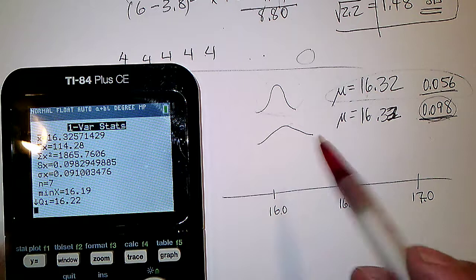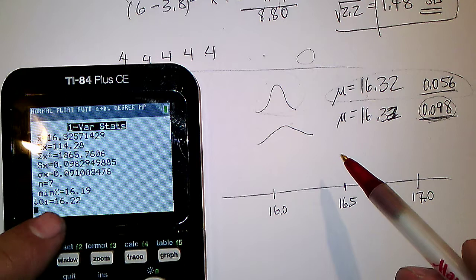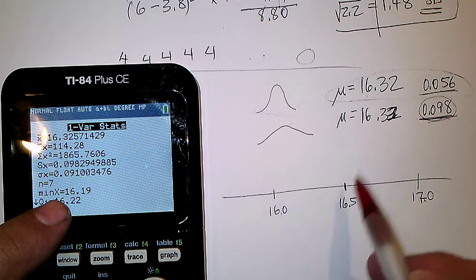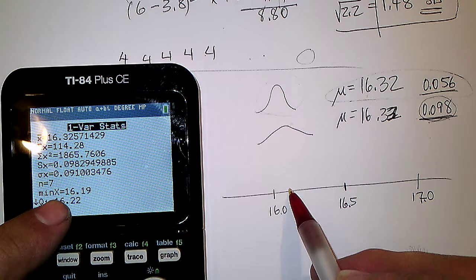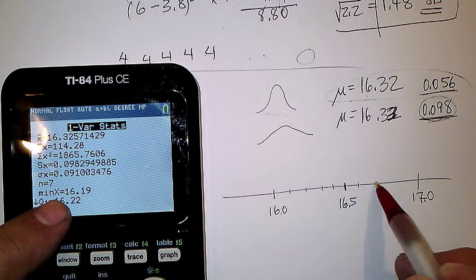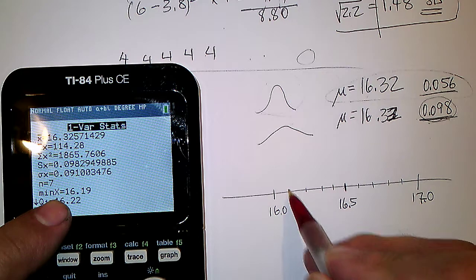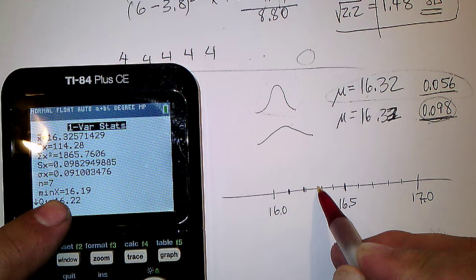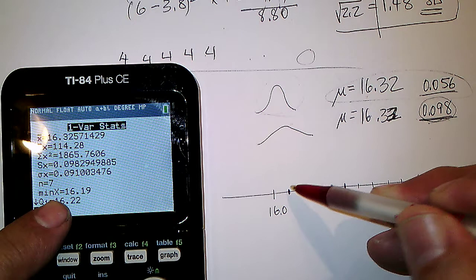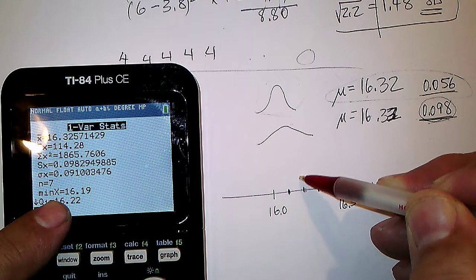And so this is the second data set, and I have the minimum as 16.19. So 0.1, 2, 3, 4, 5, 6, 7, 8, 9, 10. So I've got a little spread out here. More like that. So the low is 16.19. So the low is there for the second data set.